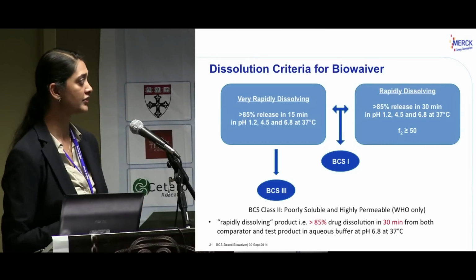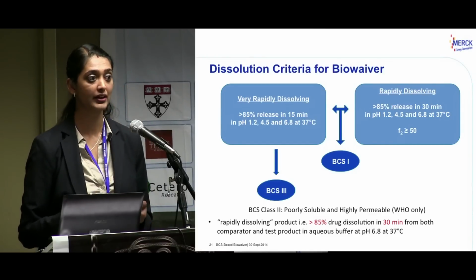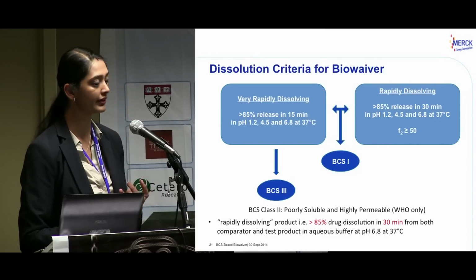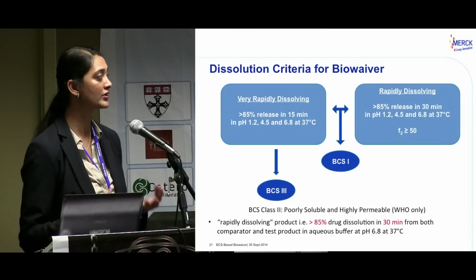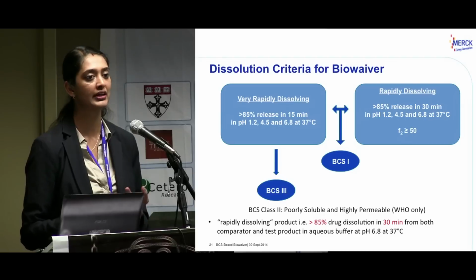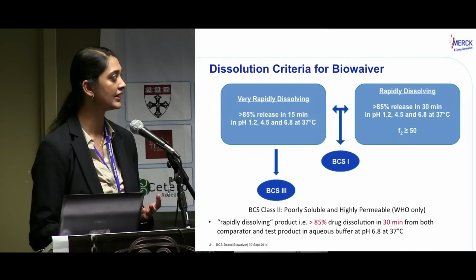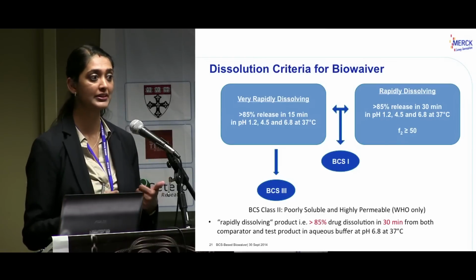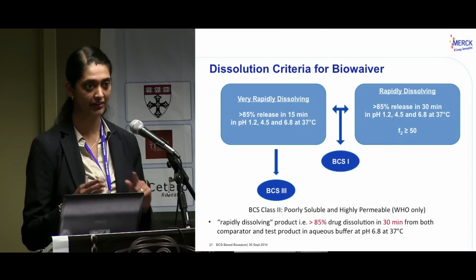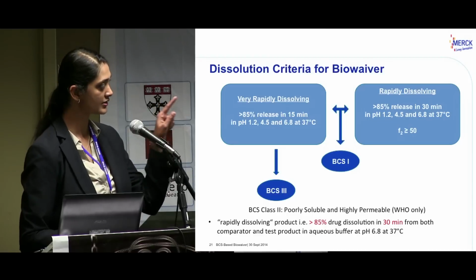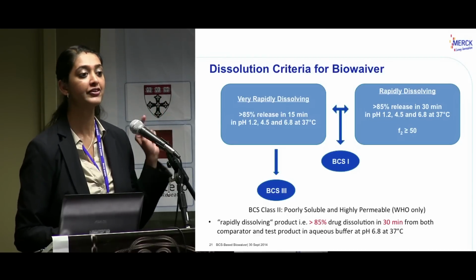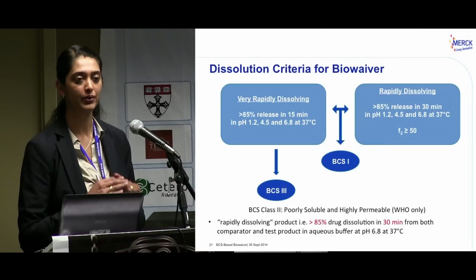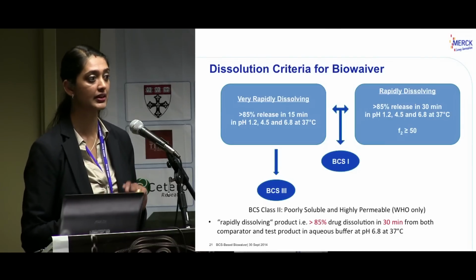So the criteria for dissolution are two. Your drug product can be either very rapidly dissolving or it will be rapidly dissolving. Now, what's very rapidly dissolving? It means more than 85% of the drug is released in 15 minutes. Because class 3 compounds have good solubility but poor permeability, they are very stringent with class 3, so it has to fulfill this criteria. If it doesn't fulfill this criteria, your product will not get a biowaiver if it's a class 3 compound. If it's a class 1 compound, any of the two can be fulfilled.